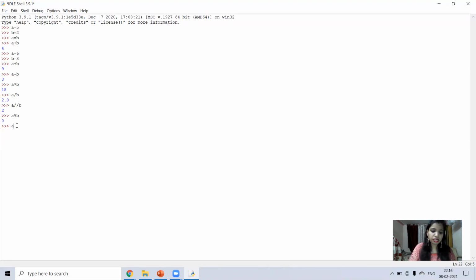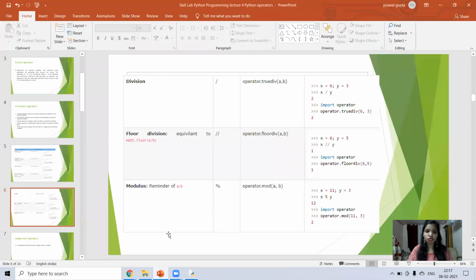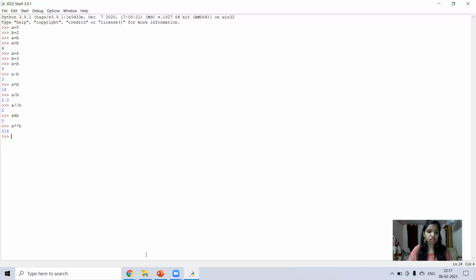If I want a to the power b, that means 6 to the power 3, which means 6 multiplied by 6 multiplied by 6, three times. So the answer will be 216. Anything else left? So this was floor division. Floor division is also done, but in all these instructions I have used only symbols.